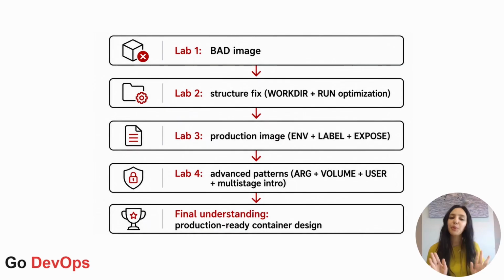So the first lab, we have created a bad image. The second lab, we have made a structure fix with adding the workdir and optimizing the run instructions. The third lab, we have made a production image by adding the env, label, and expose instructions. And the fourth lab, we had added advanced patterns like arg, volume, user, and the multi-stage build. So in the end, we have a production-ready container design. And now one important question is, how do we actually compare all of these images?